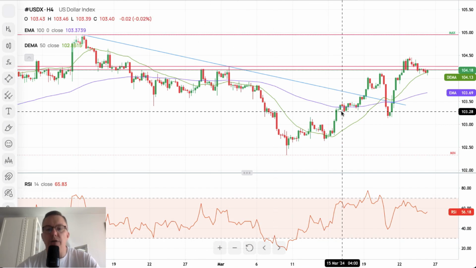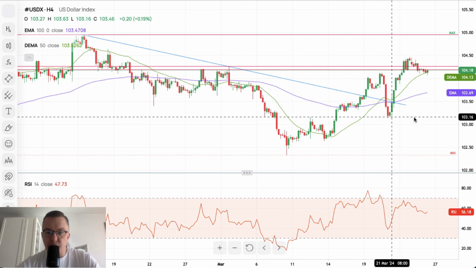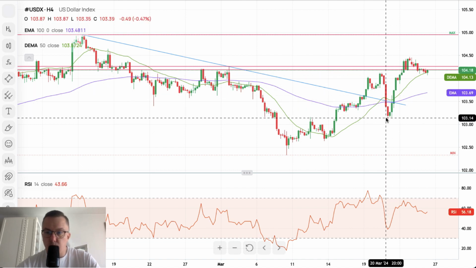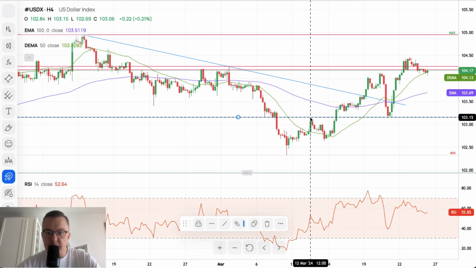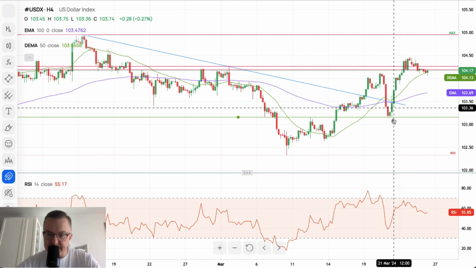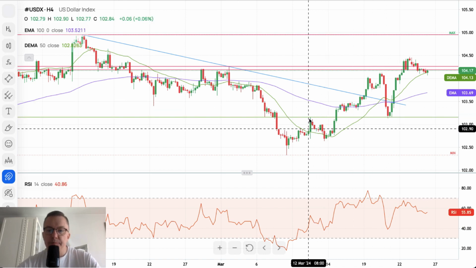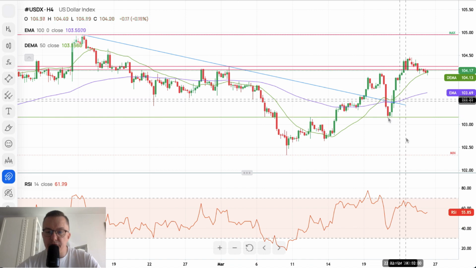So what's happened here, we got the very nice V-shaped reversal from the level of 103.13, and this level is apparently a technical support as well. So let me just mark it for you to see that. There you go, this is the technical support level, and it looks like it's a very important technical support level. It worked in the past few times. Now it works as well on the 21st of March 2024.